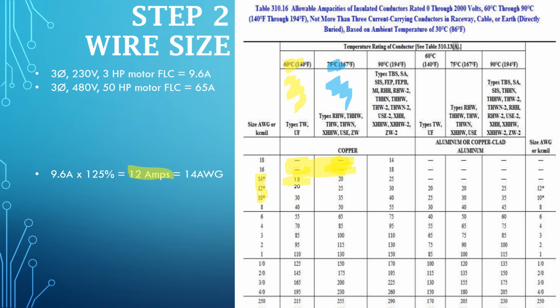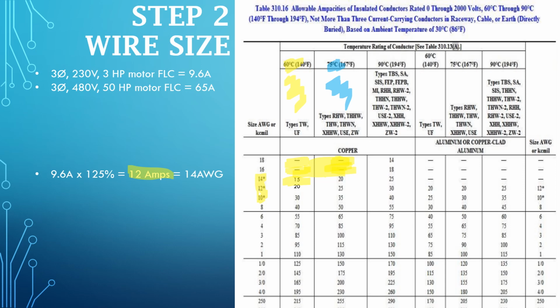And for the purposes of hooking up motors or hooking up anything in a commercial building, we're not allowed to use a 16 or an 18 for any of those connections. A 14 is the smallest connection that we can use.